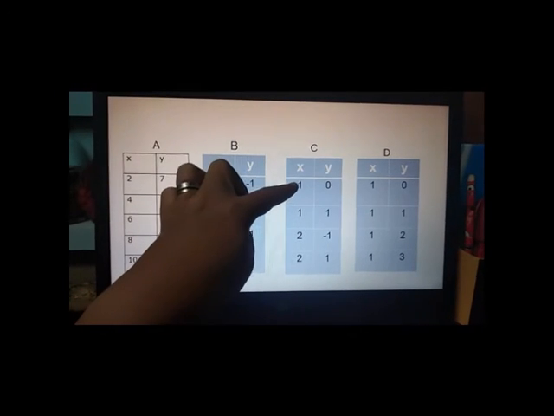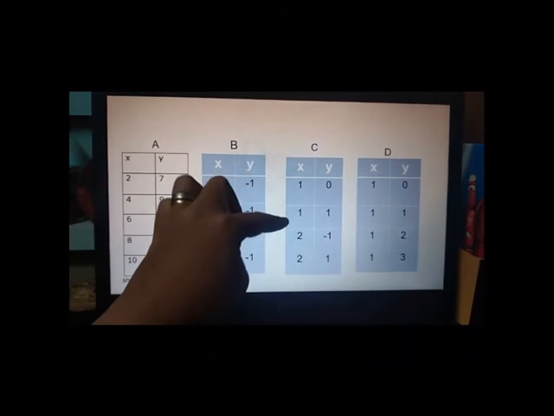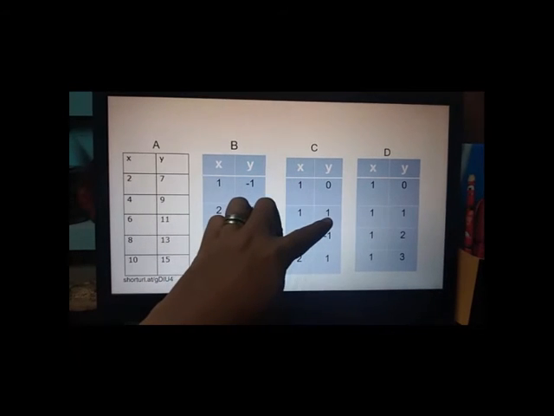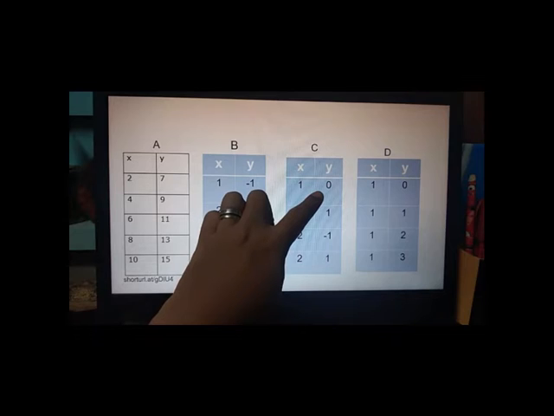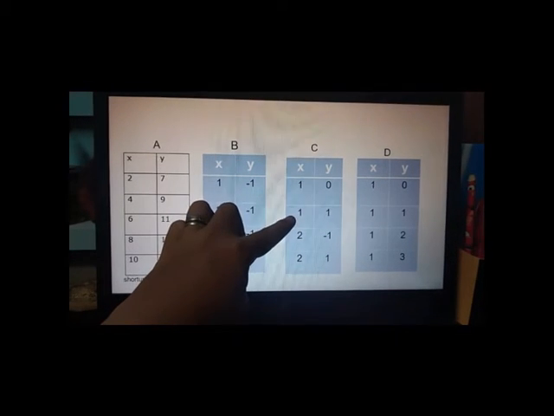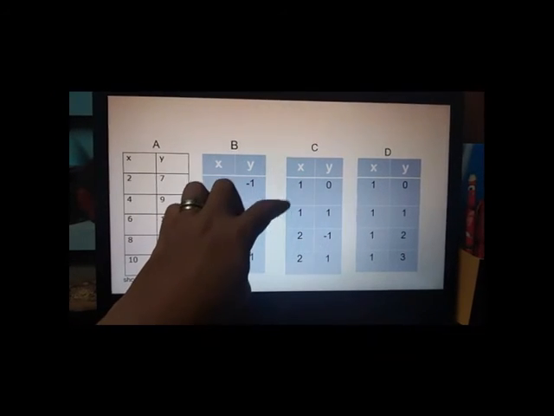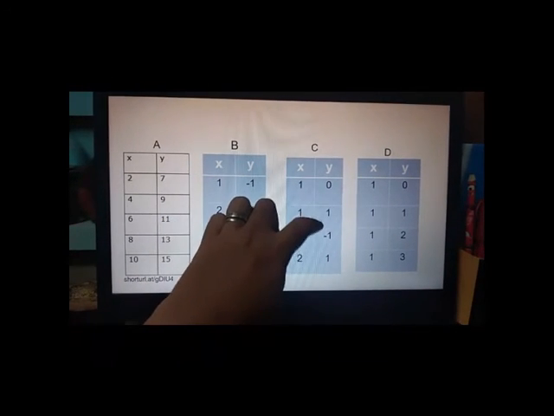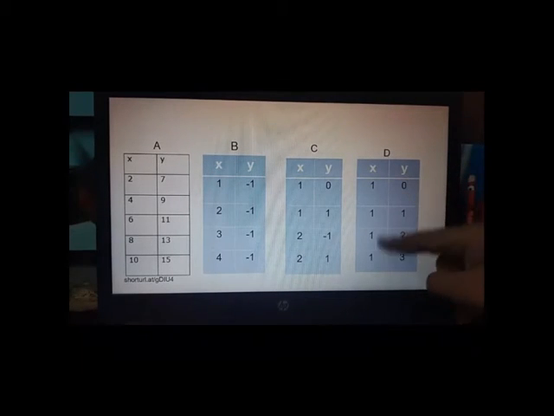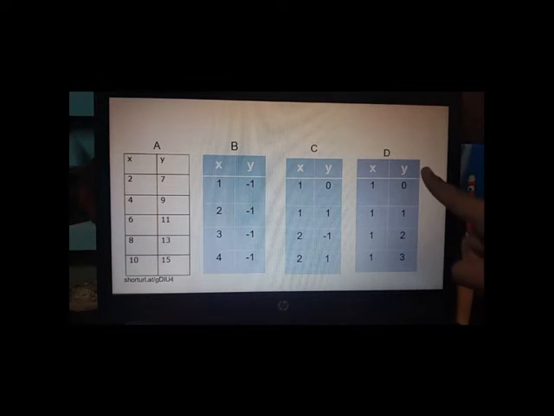How about this one? 1 has a value of 0 and 1 also has a value of 1 in the range. Meaning, 1 has two values in the range, 0 or 1. Function or not a function? Yes, this is not a function because 1 has 2 values in the range. How about this? This is a one-to-many correspondence. 1 has two values in the range. Is this a function? No, this is not a function.